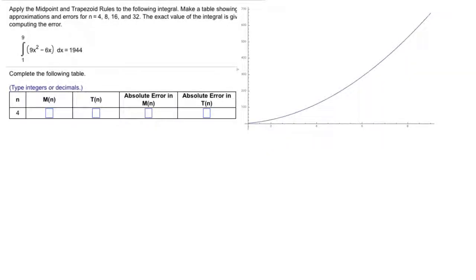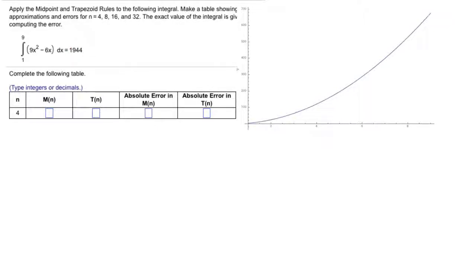All right, this is a solution to problem number 7 from section 7.7, where we're asked to use the midpoint and trapezoid rules to get approximations, and then for each one calculate error. In this case, we can only calculate error because we know the exact value, and in this problem you'll notice they gave us the exact value, even though this would not be a hard integral to do.